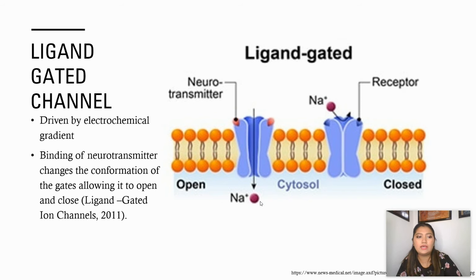The last one is the ligand gated channel, and this one is driven by an electrochemical gradient. Again, we're dealing with ions here. The difference between this and the other types of channels is that a ligand does need to bind to the protein itself. In this particular example, we see a neurotransmitter stuck onto the channel itself, causing sodium to come in. And then when the neurotransmitter leaves, the channel closes. We will see this example again later on since we are focusing today on neural communications. But that's what a ligand gated channel is.